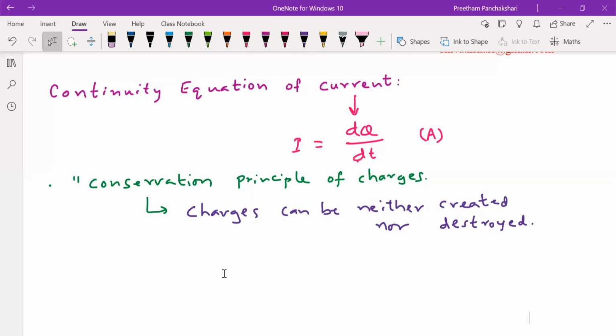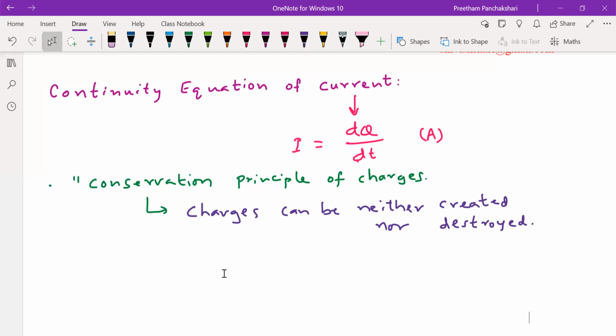Similarly, sometimes we say charges are destroyed or they are lost. But actually, they undergo recombination. So negative charges recombine with positive charges and get attached to some atom. So charges keep changing. Atoms are changing forms, changing nature, changing their properties, but they're neither created nor destroyed.